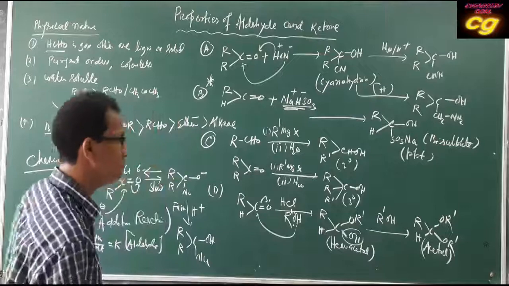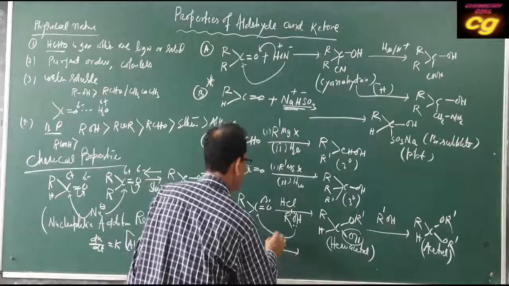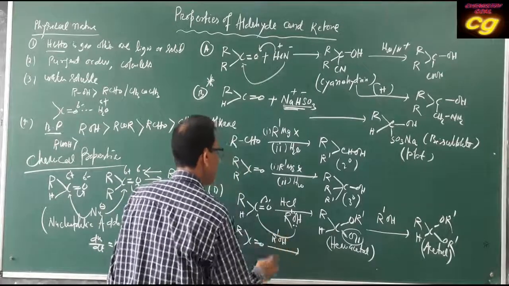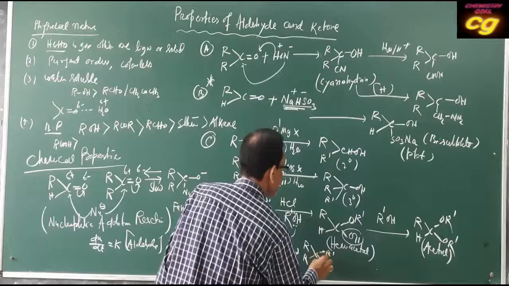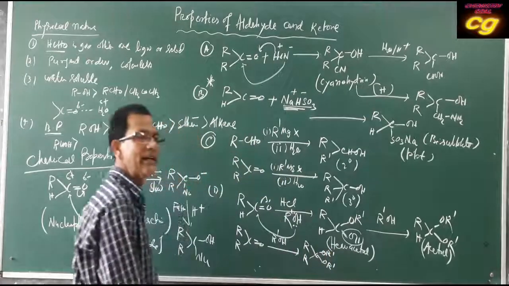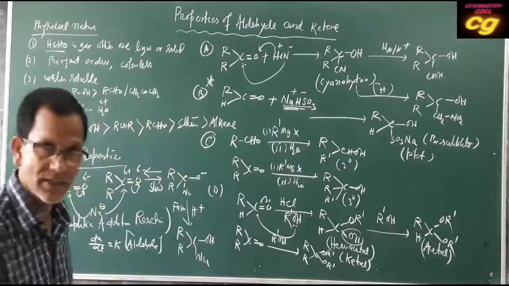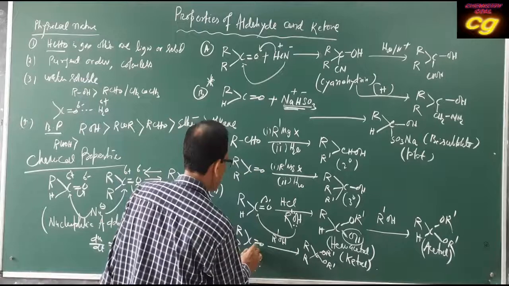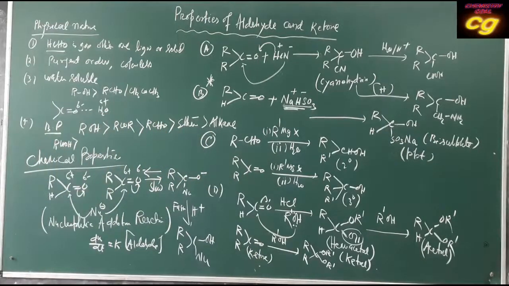If you take a ketone, it is the same. Finally the product will be R2C(OR)2. This is called ketal. So aldehyde produces acetal and ketone produces ketal. So this is a very important reaction of aldehyde and ketone with alcohol. Okay, have you written this one? You complete it, then we will start the remaining reactions. Okay, let me erase this.